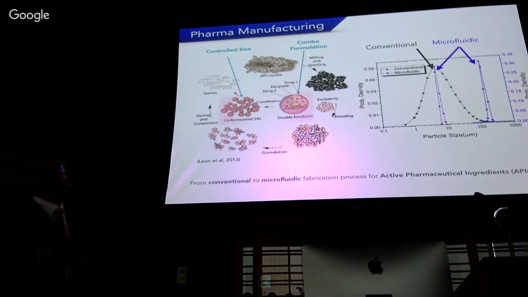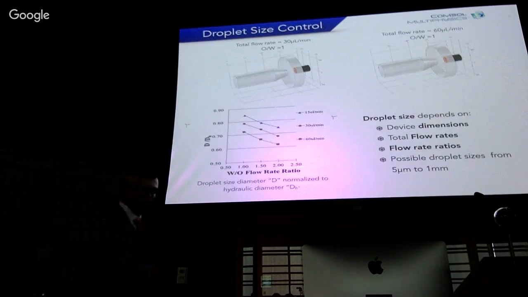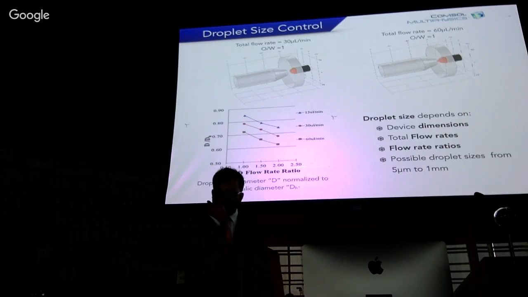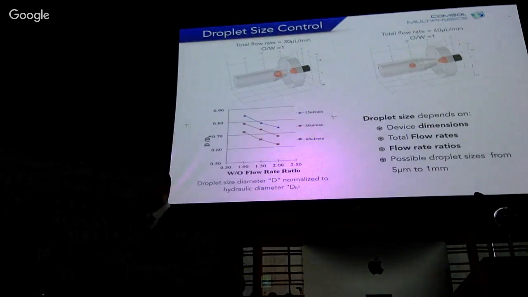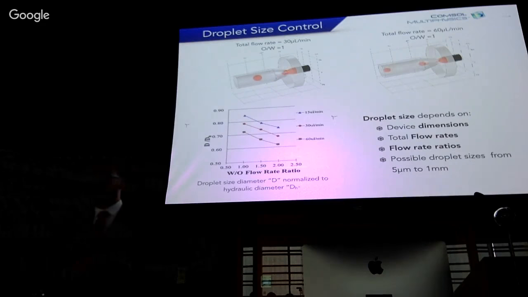We can have a combo formulation, which means that you can have 2 drugs inside these particles. How do we achieve this? Through droplet size control. We can control the size of the droplets by a few parameters. One is the dimensions of your device. If you make them smaller, then you'll have smaller droplets. The other is the flow rates and the flow rate ratio, which is how fast you send the liquids through. You can have droplet sizes between 5 microns and 1 mm, although smaller droplets have been made.